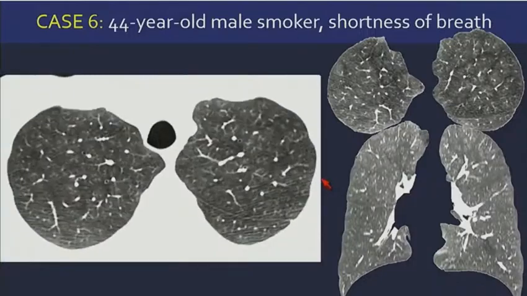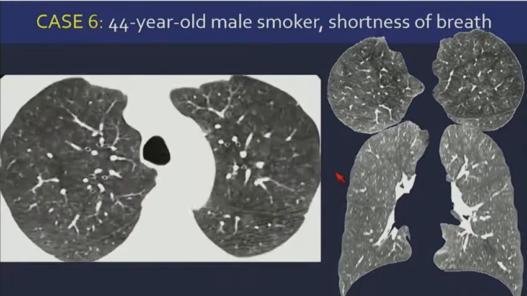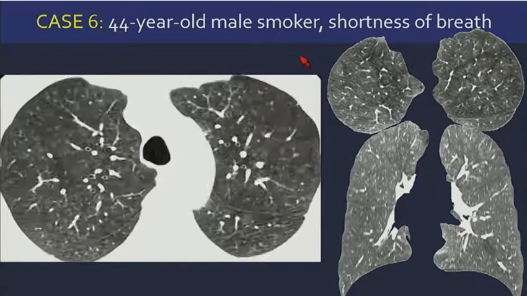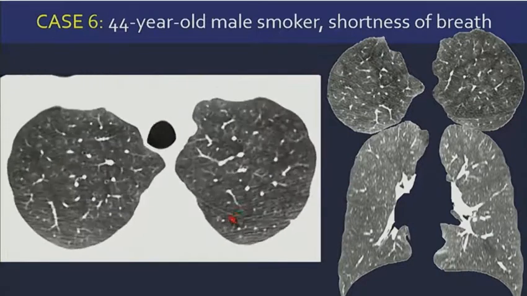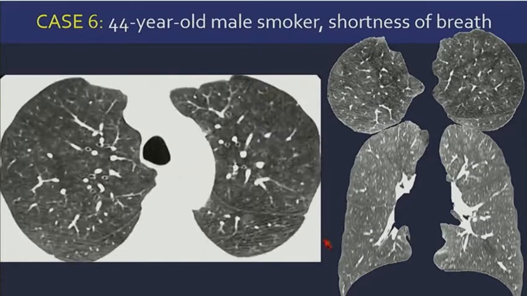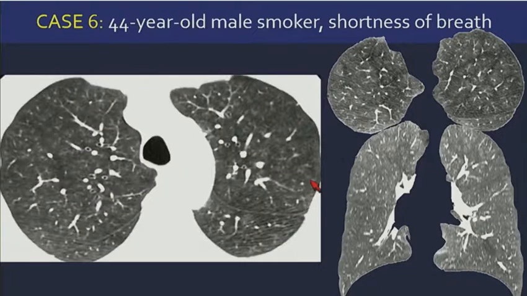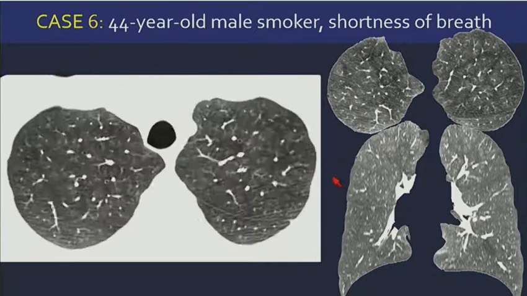All right, so let's move on to the second to last case. This is case 6, and this is a 44-year-old male smoker who had shortness of breath. And let you look at this for a second here. And these are images through the upper lungs and a coronal reformat here and axial CT.